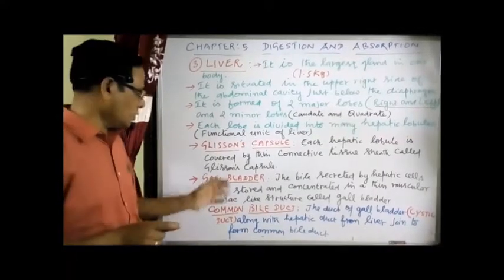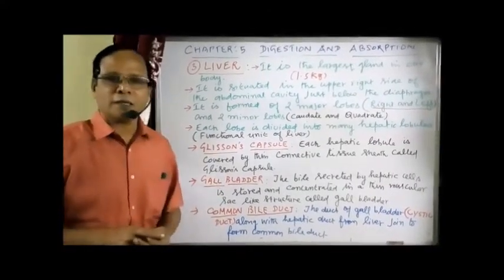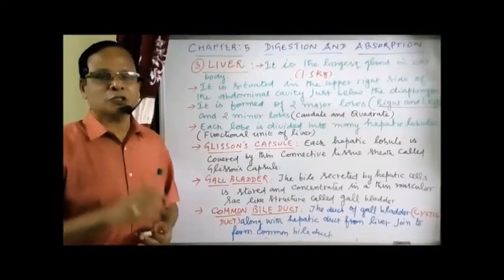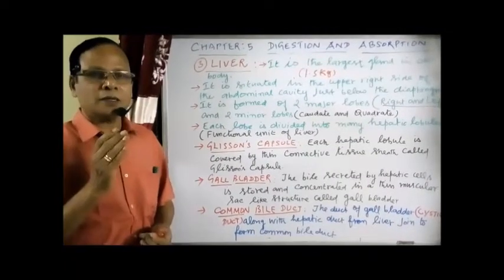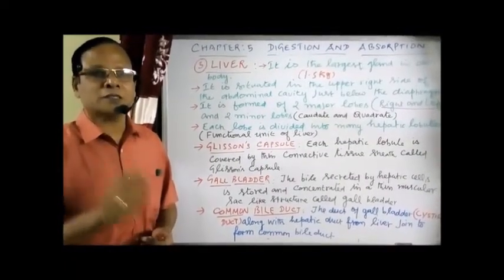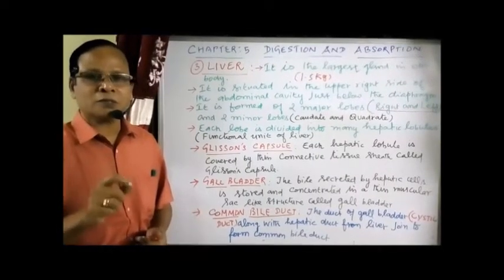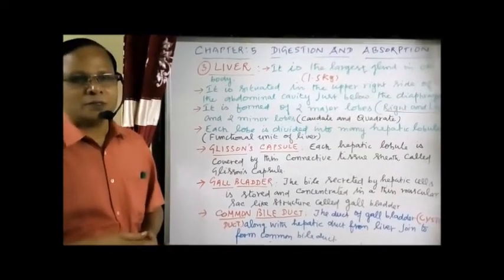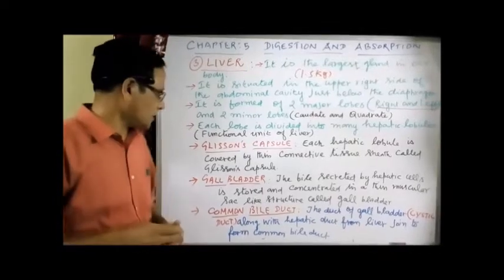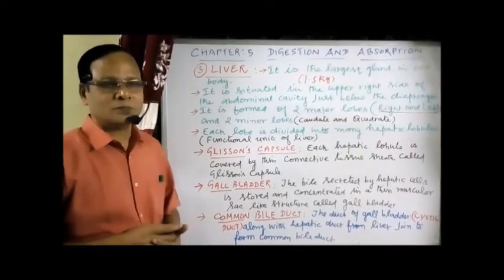Then, what is the gallbladder? Normally, the hepatic cells secrete the bile, the juice. The bile is stored and concentrated in a thin muscular sac-like structure. That thin muscular sac-like structure is called the gallbladder.